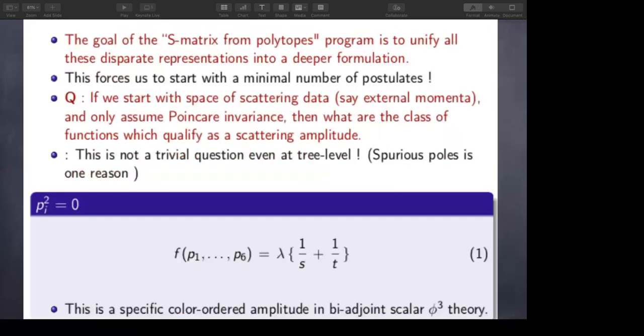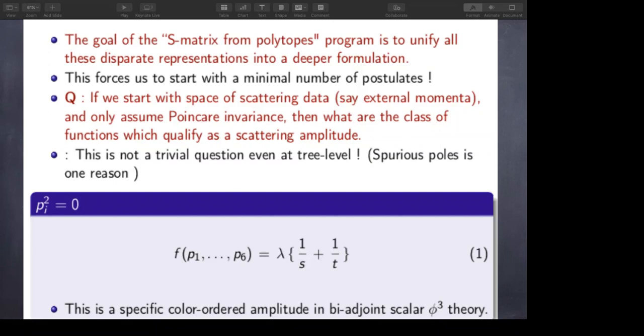So kind of the very broadly stated goal of the positive geometry program, or this program where you try to understand amplitudes from some geometric objects called polytopes, is to sort of unify all these disparate representations into hopefully a deeper formulation. So the idea is that we want to start with a minimal number of postulates because we want to derive all the nice properties we get in CHY and BCJ and BCFW from a deeper formulation. So we don't want to assume too much. But then we don't have much to go with.